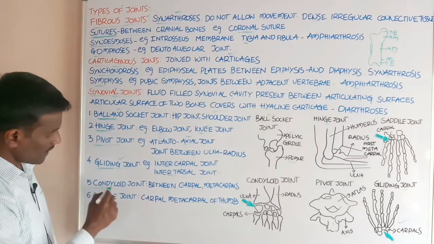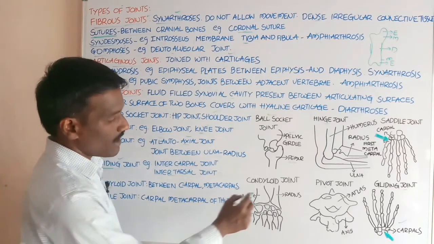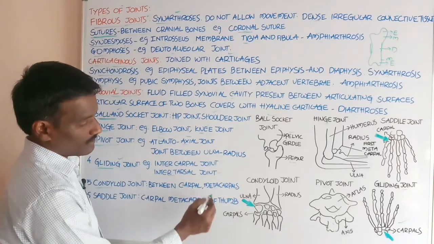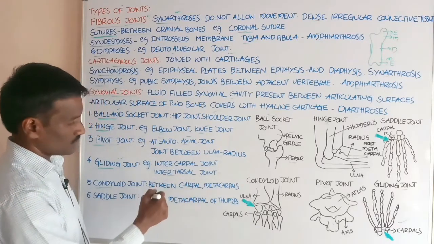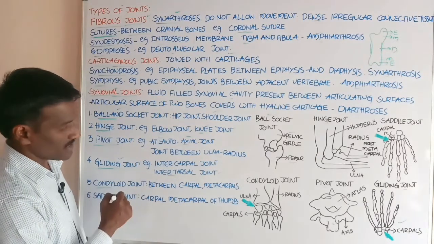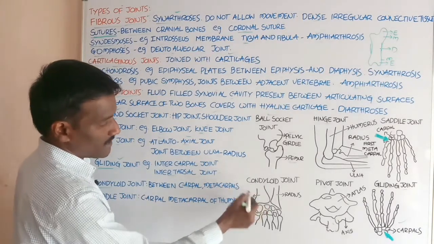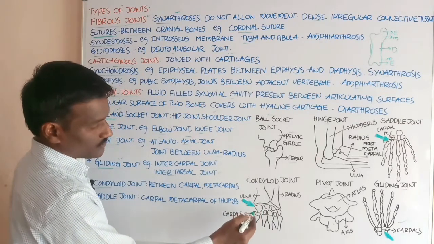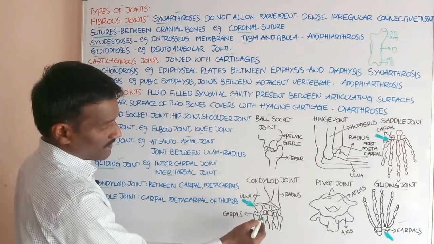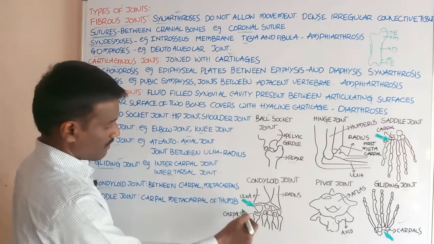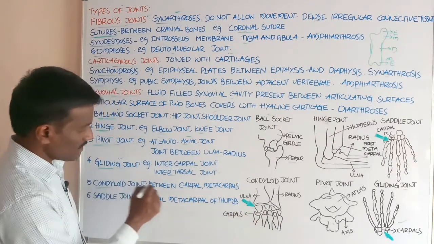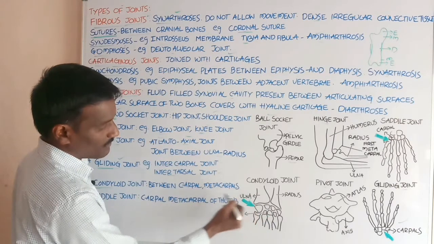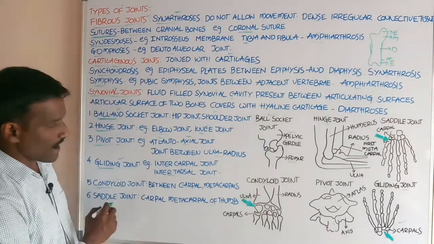Next, condylar joint. What about the condylar joint? The joint between the carpal and metacarpal bones. This is the diagrammatic part that shows the condylar joint. Okay student, these are the carpals and these are the metacarpals. The joint between the carpal and metacarpal is called the condylar joint.